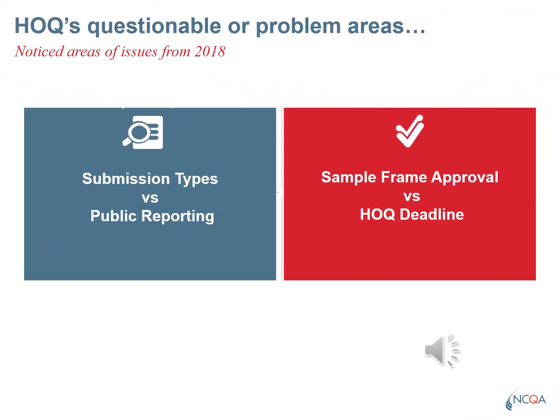As we did last year, we had noticed areas where there were problems or questions. So we're continuing with that this year. What we found from last year is that there were some questions in regards to submission types versus public reporting, and also sample frame approval versus HOQ deadline. So we'll just go over that real quickly.